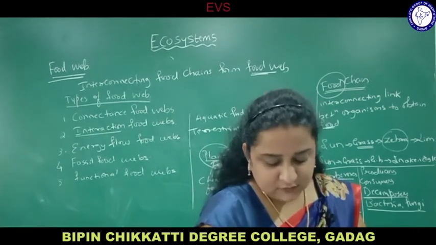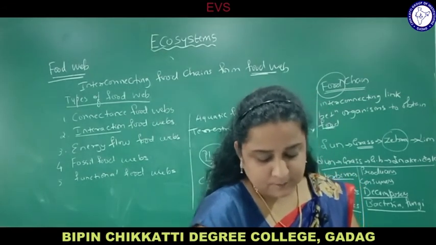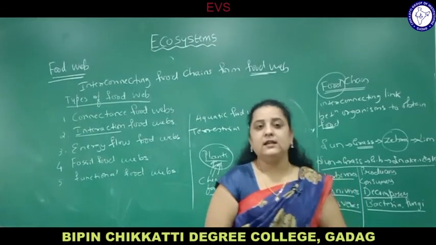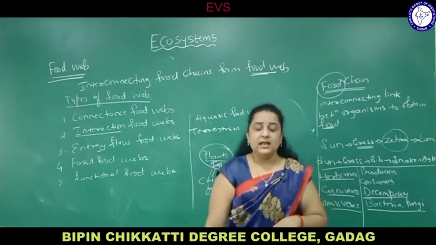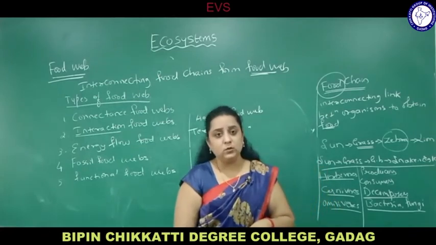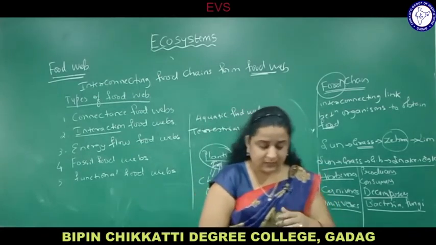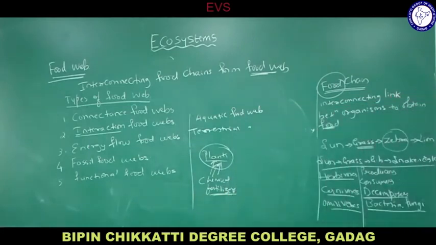Now food chain versus food web. What do you mean by food chain? Interconnecting organisms to obtain their food. An interconnecting food chain forms the food web, and there is always interconnection between those two for the requirement of food. Now, is there any difference between food chain and food web other than that? So this is how there is interconnection between food chain and food web.